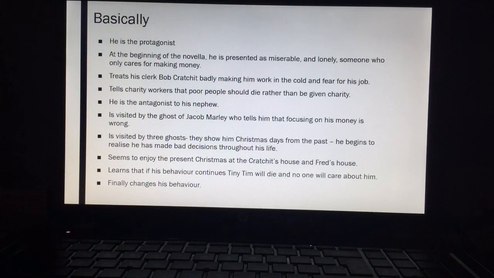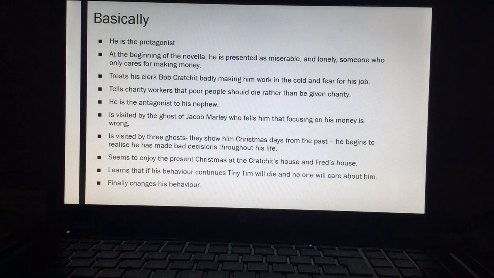I'll start off basically and then I'll go more in depth with Scrooge. So basically he's the protagonist. At the beginning of the novella, he's presented as miserable and lonely, someone who only cares for money and for making money. He treats Bob Cratchit badly, making him work in the cold and making him fear for his own job. He tells the charity workers that poor people should die rather than be given charity. He is the antagonist to his nephew, so that Dickens sets up contrasts within their two characters, and I suppose that heightens how awful Scrooge is at the beginning.